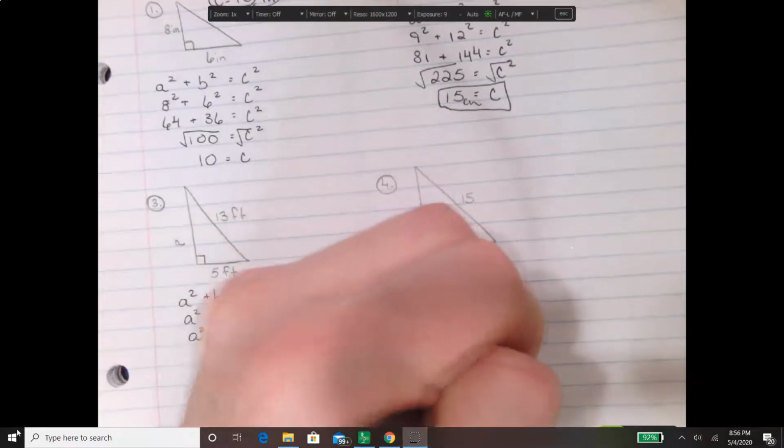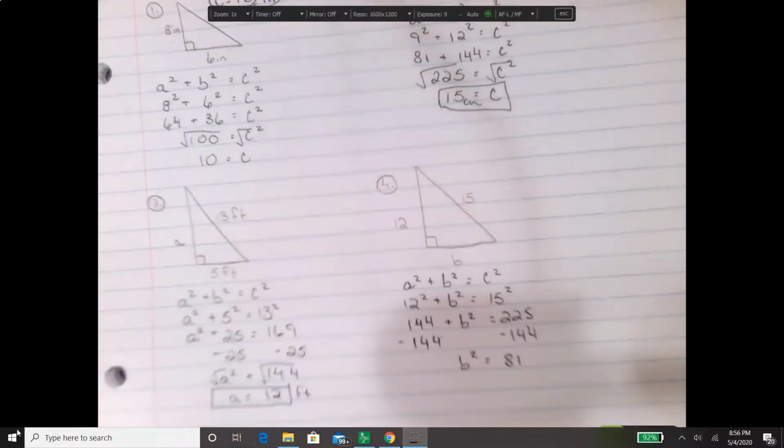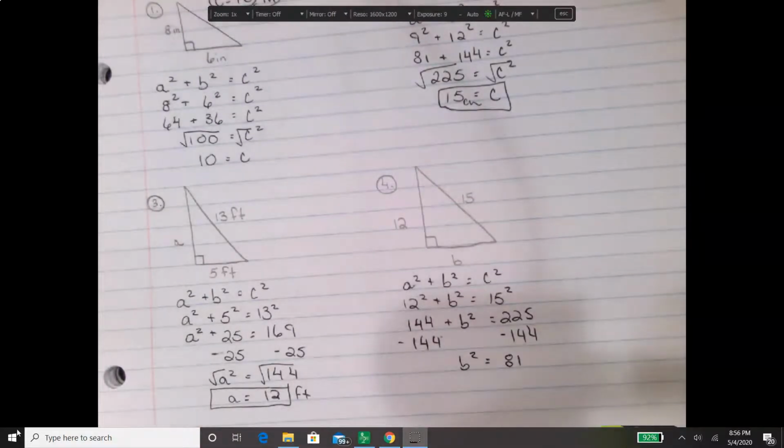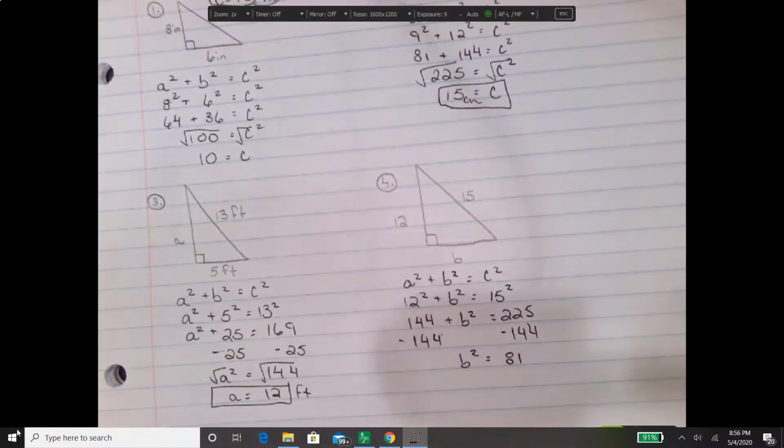B squared is equal to 225 minus 144, which equals 81. Guys, the most common mistake on these problems is that you get to this point and you stop. You do so because you think you've already got the variable equal to a number, or maybe you forgot to write the squared symbol, so you would say that b is equal to 81. Don't forget about your last step.